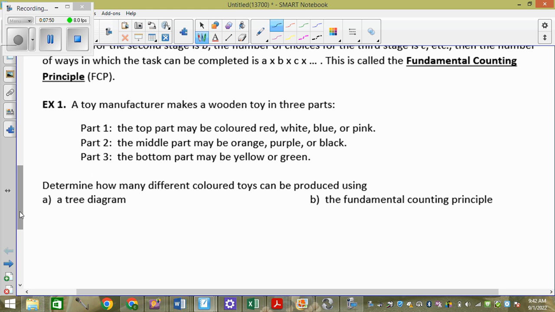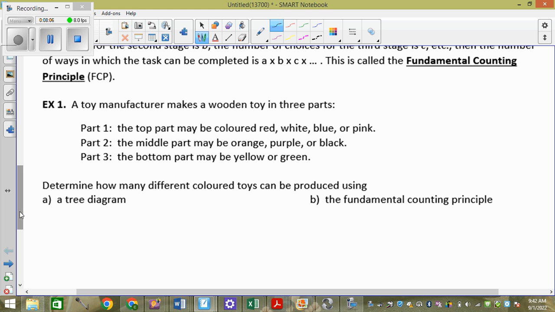So say we're making a sandwich. It makes it a little more understandable if you're making a sandwich. You have 3 choices of bread, 4 choices of meat, 2 choices of cheese, let's say. As long as I want one type of bread, one type of meat, one type of cheese, I can use the fundamental counting principle.